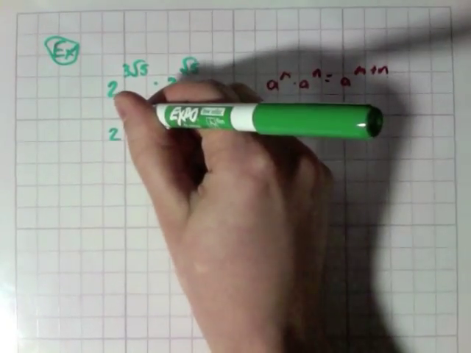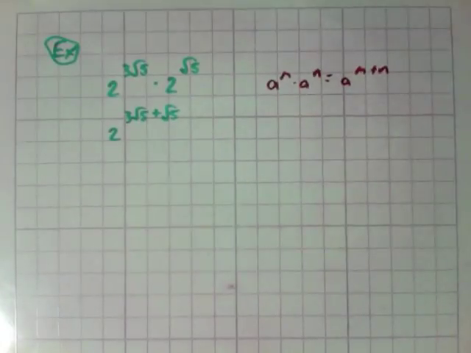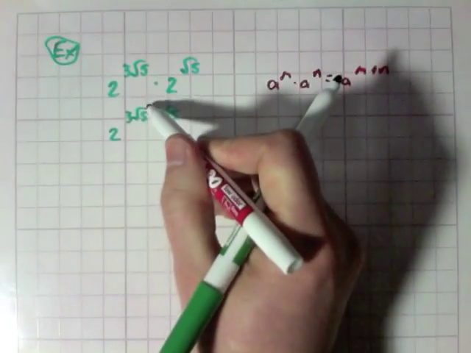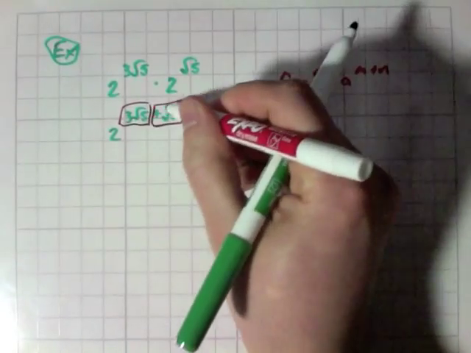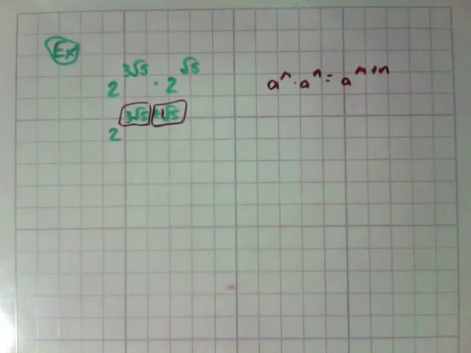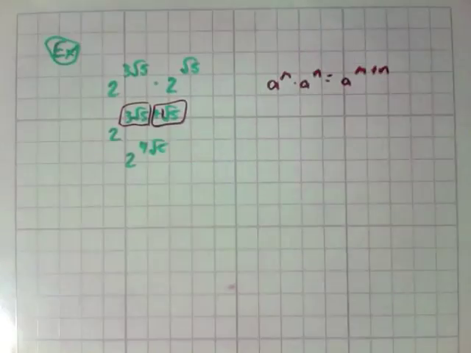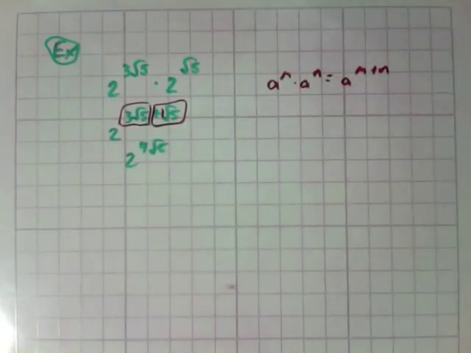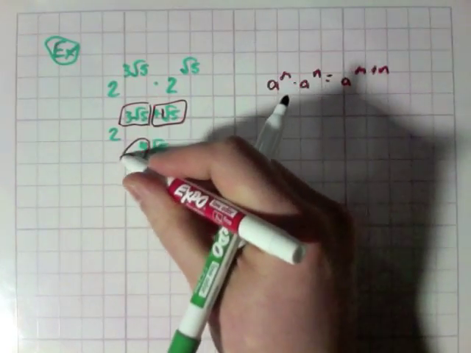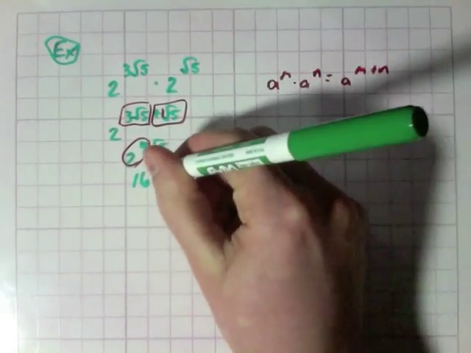So I'll have 2 to the 3 root 5 plus root 5. And you may have realized that those are in fact like terms. We could think of those as 3 square roots of 5 and 1 square root of 5 combining to be 4 square roots of 5. And if I want to, I could even simplify the 2 to the 4th part here, where I could just think of 2 to the 4th as being 16, which we actually did in our previous example.